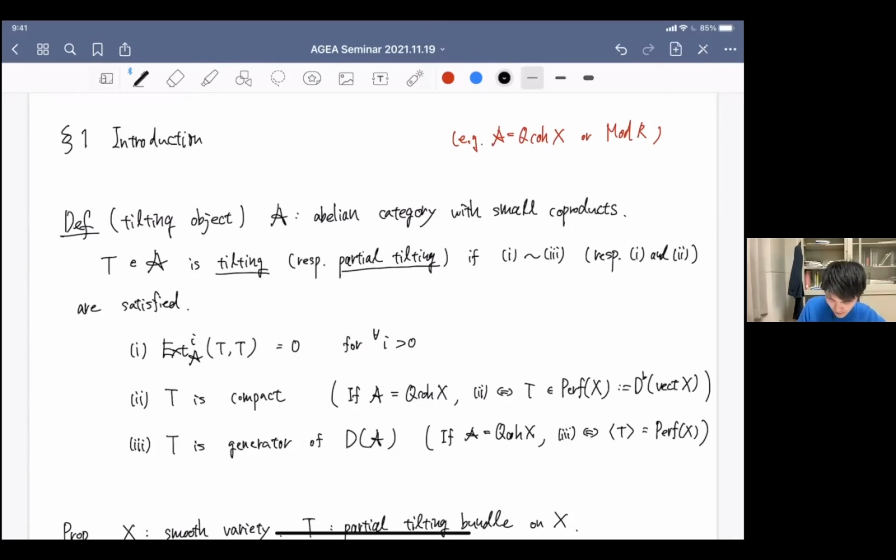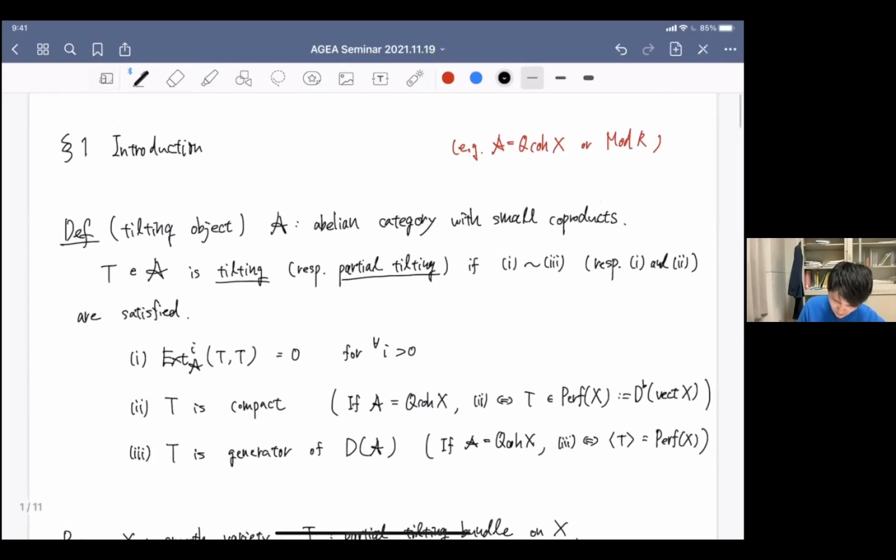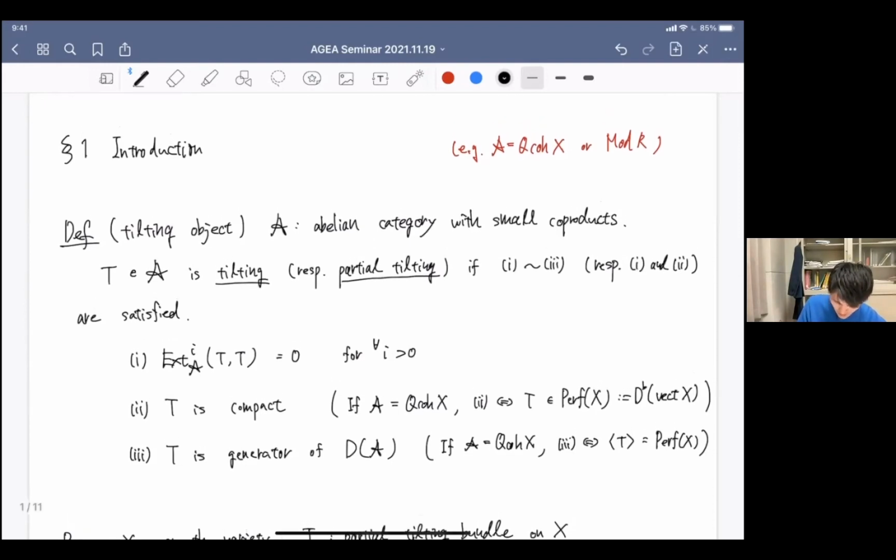And the perfect complex is a subcategory of the derived category of coherent sheaves, consisting of bounded complexes of vector bundles on X. So in particular, if T is a vector bundle, then T is compact. And the third condition is that T is a generator of the unbounded derived category of A.